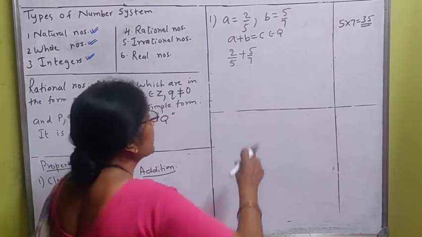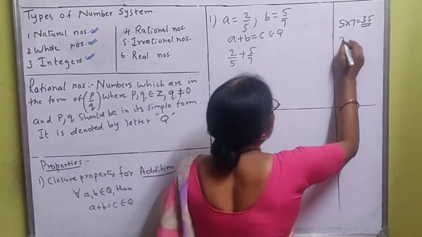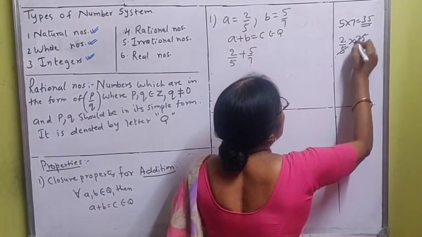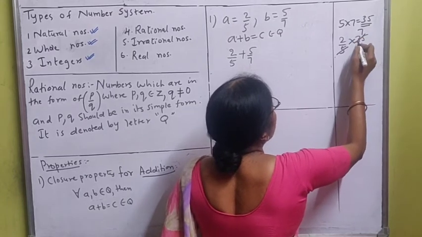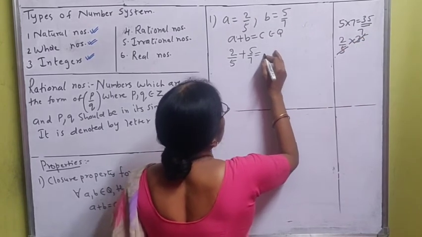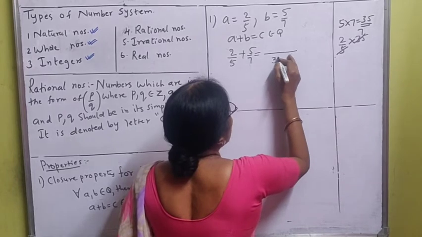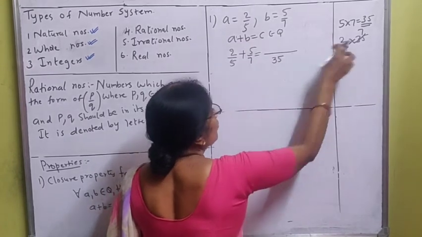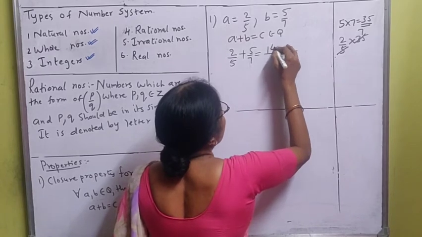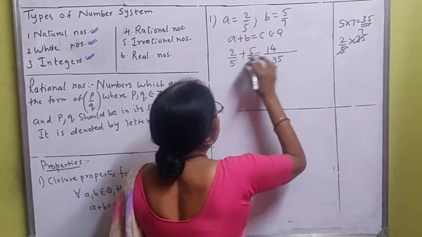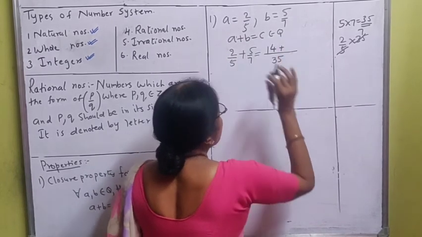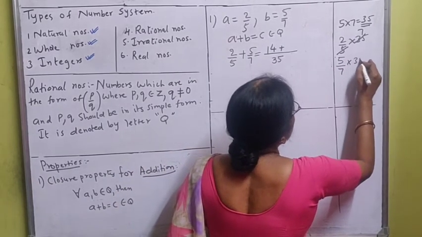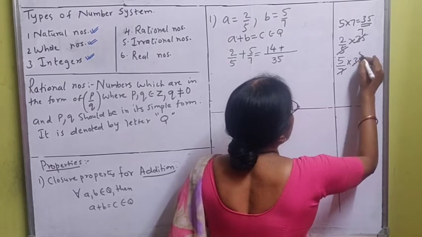Now what we have to do? Take the first rational number, 2 by 5. Multiply with the LCM. 5 ones are 5, 5 sevens are 35. How much is 7 twos? 7 twos are 14. So the LCM will come as the common denominator. For the first rational number, you got 14. So write down 14. What sign is there? Plus. What is the second rational number? Take 5 by 7 into 35. 7 ones are 7, 7 fives are 35.